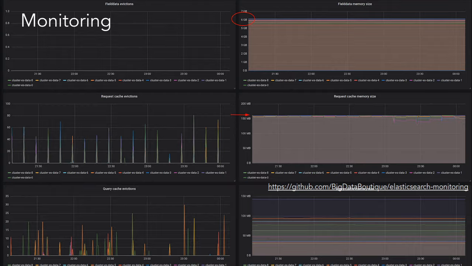And by, for example, in this case, lowering field data usage and giving more room for the request cache, we can basically reduce the amount of GCs happening, boost performance for many types of queries, and also reduce the number of evictions, which also affects GC, CPU, and slowness in general.